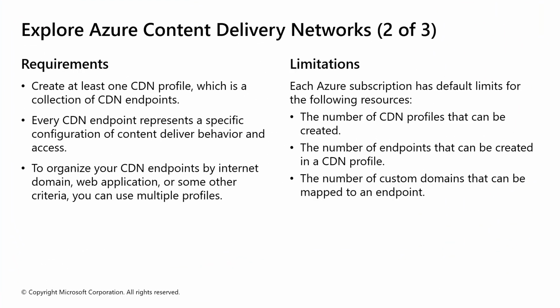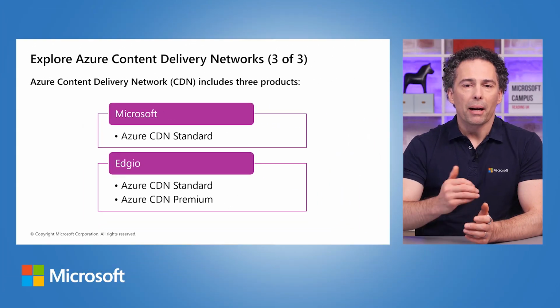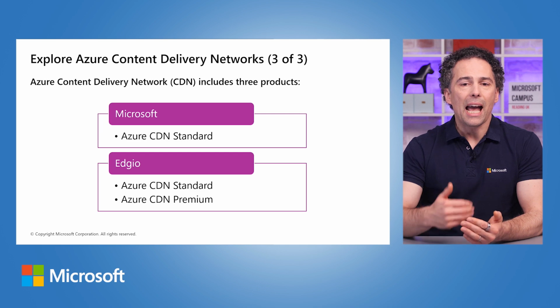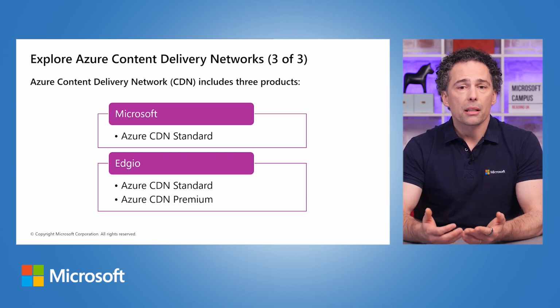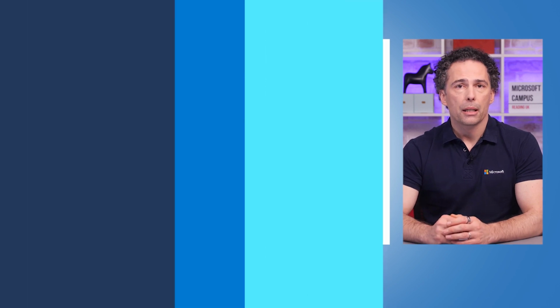Check out the website aka.ms/Azure limits to verify how many profiles you can create per subscription and how many endpoints you can create in one profile. As you can see on this slide, Azure Content Delivery Network includes 3 different products. Microsoft offers you the Azure CDN Standard option, and Azure, formerly Verizon, offers you Azure CDN Standard or Premium.